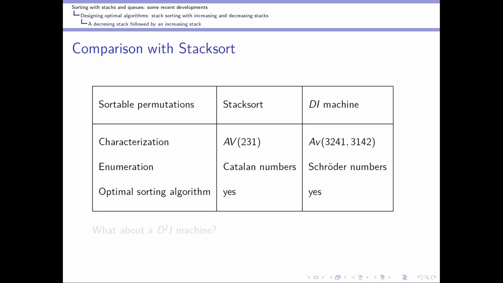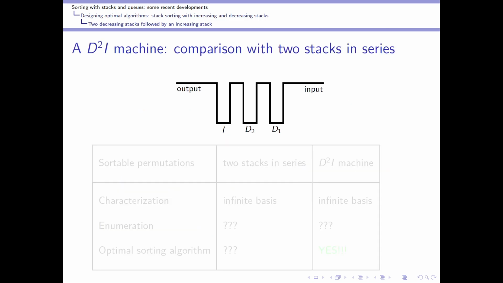So, due to the similarities between a single stack and the DI machine, it is reasonable to at least ask what happens if we add 1 more decreasing stack in front. The idea is that maybe the resulting machine can show some similarities with the case of 2 stacks in series. So we can consider this DDI machine to see if this is true. So now we have 2 decreasing stacks followed by an increasing one.